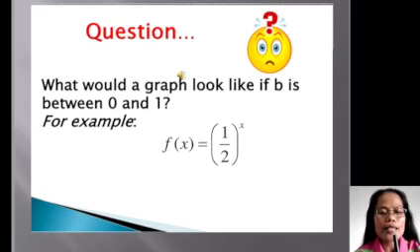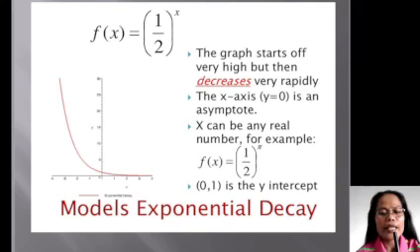Okay, I will ask you, what would the graph look like if b is between 0 and 1? For example, f of x is equal to 1/2 to the power of x. So 1/2 is between 0 and 1. So what would the graph look like? So we have here, f of x is equal to 1/2 to the power of x.